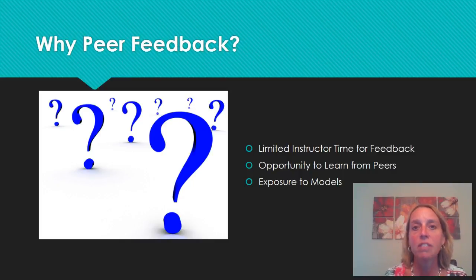And one of the other reasons that peer feedback really works well is that so often in college, students don't always get an opportunity to see what other classmates are doing. So this gives you an opportunity to see the work of peers, and that is another layer of modeling that can really be quite helpful.